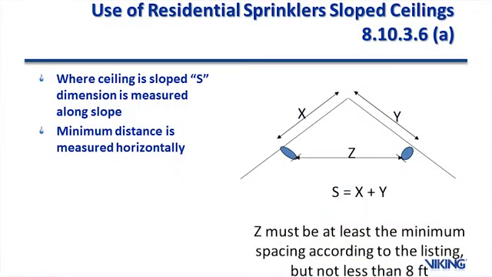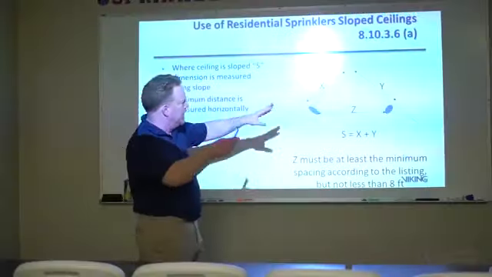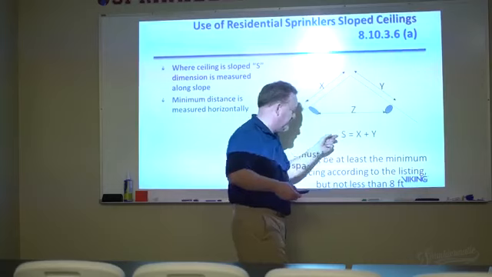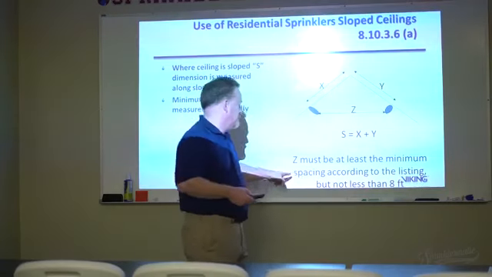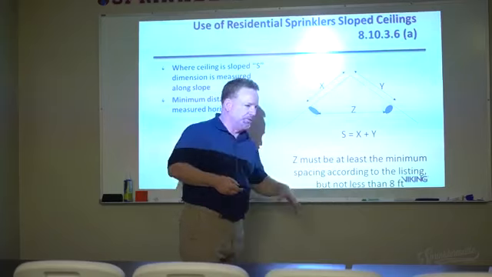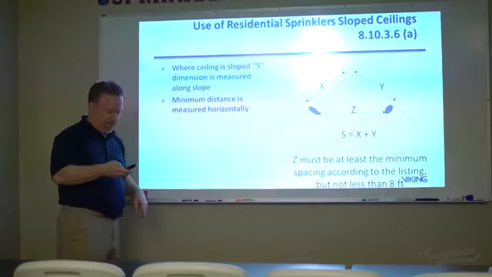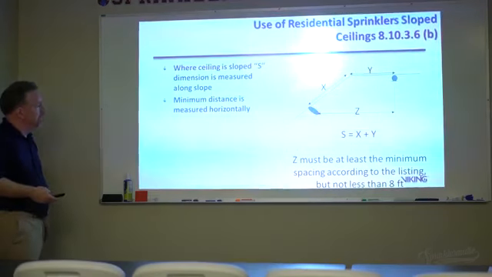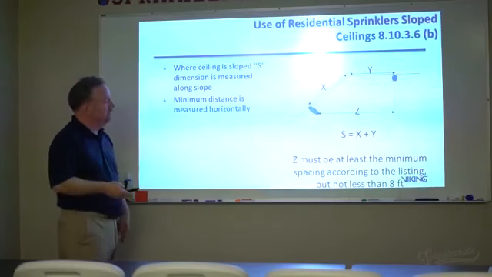For residential sprinklers and sloped ceilings, we're going to measure that distance up to the peak, and then the S distance between these is going to be X plus Y, but then Z needs to be at least a minimum spacing in accordance with the listing. So if you've got sprinklers on a peaked roof like this, then our maximum spacing is X plus Y here, and then Z needs to be at least the minimum spacing so that we're not spraying one on the other. And the same thing goes with this particular one, even if we're going from a flat ceiling to a sloped ceiling.